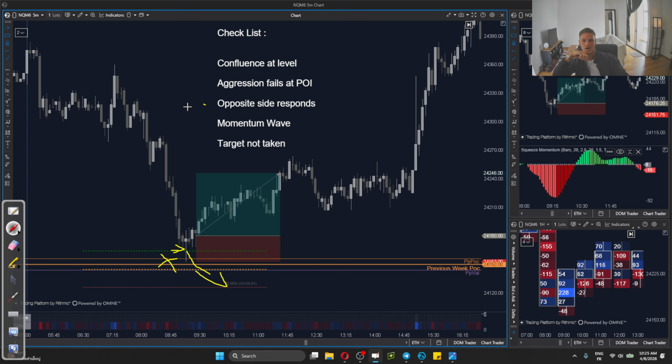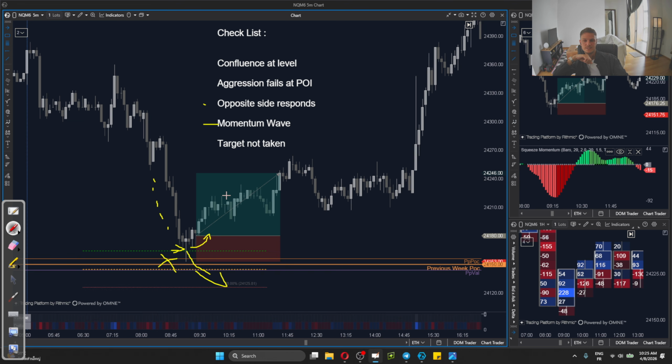Then you want to see opposite side response, meaning in this case we want to see some buyers here now, some aggressive buyers on the delta. I want to see more buyers here than I had in this area, meaning that now buyers are really interested in pushing this and being efficient at breaking some levels here, seeing some engulfing candles, for example.